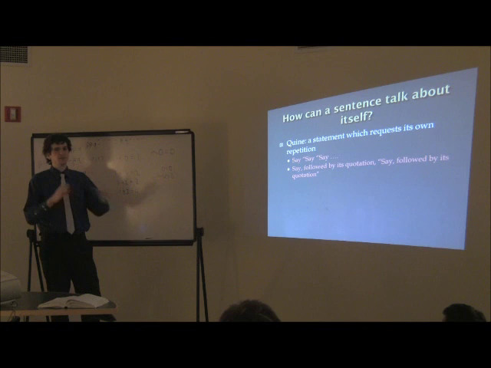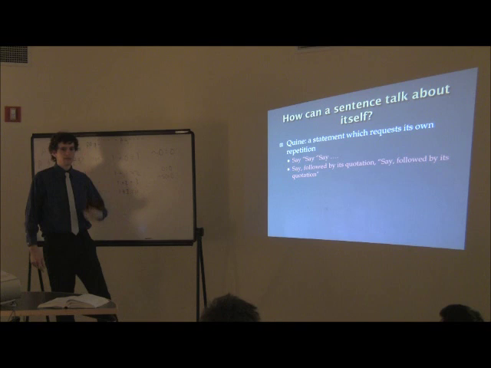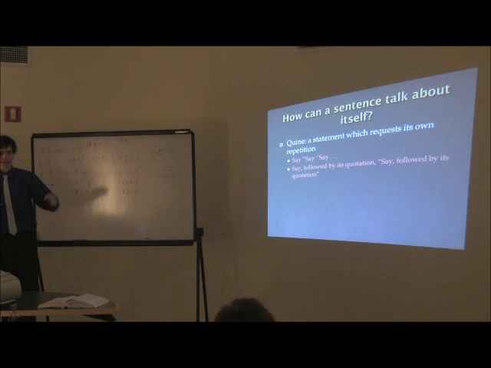I want to say, you know, say this back to me. But I don't have the say part, right? I don't have the quote part. So what I actually have to say is: say followed by its quotation. And then you would say back to me, say followed by its quotation. And you have just repeated this thing back to me, which is a pretty cool thing, right? Because now we have a sentence which is legitimately talking about itself.